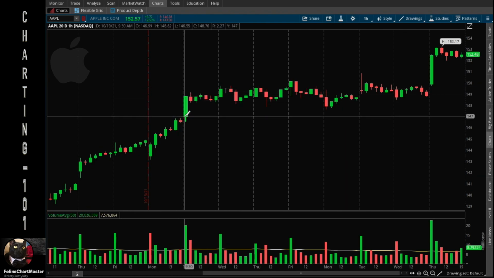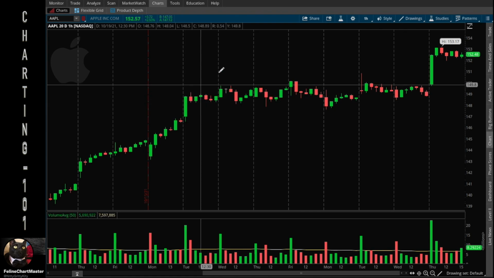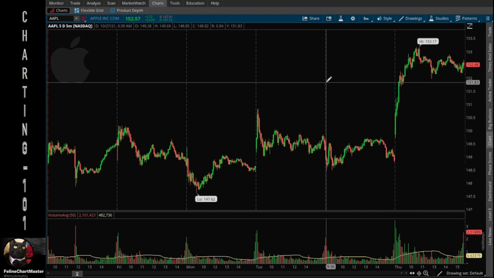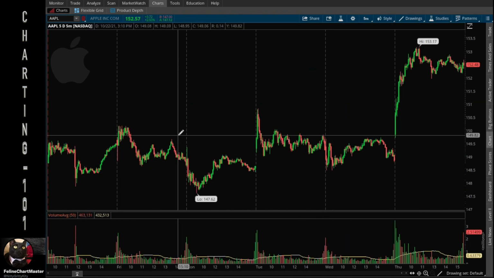Now, is it possible that it opened here, went up to here about, came all the way back down, and then went up? Absolutely. So that's why the further you go in, and this right here is 1019, the further you go in, the more information you get.